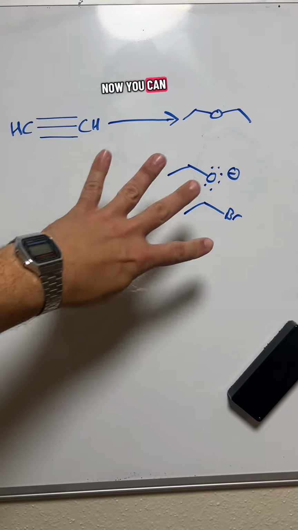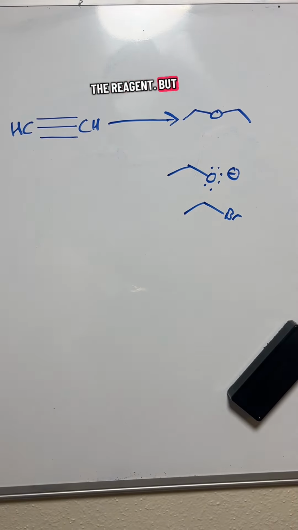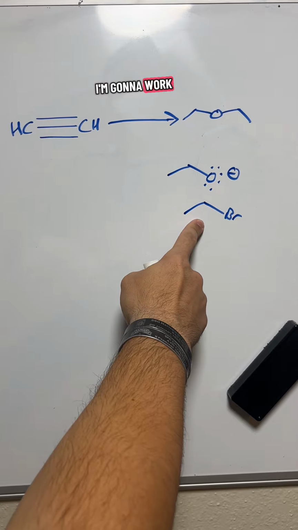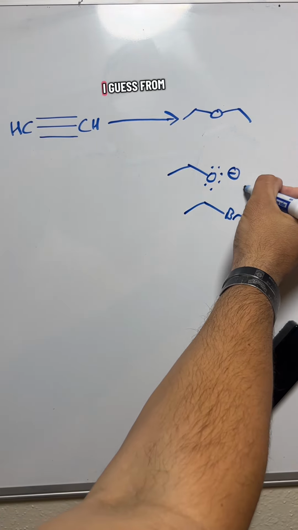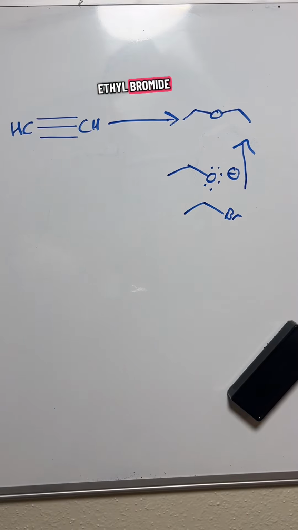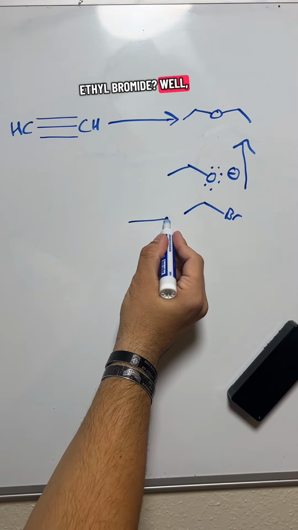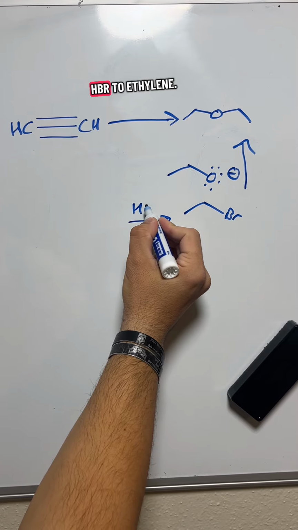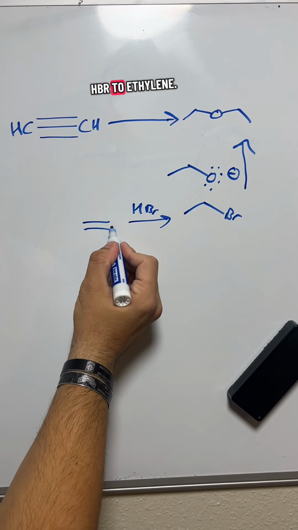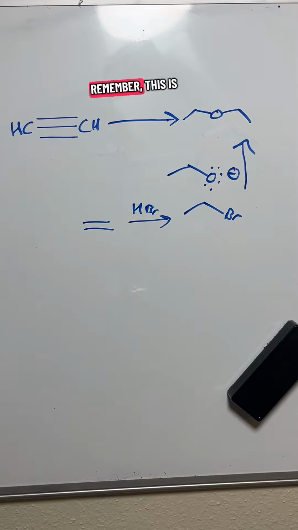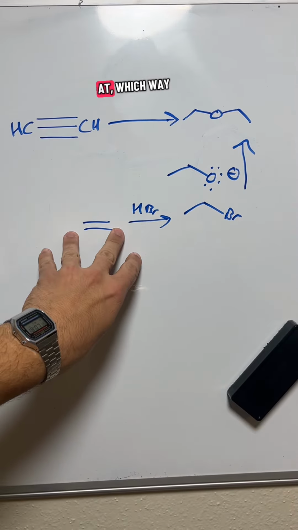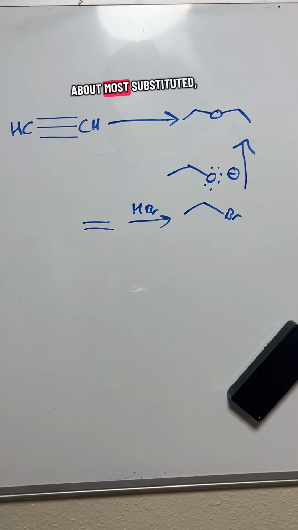Now, you could make either one and then make the other one the reagent, but for the purposes of this, I'm going to work backwards from ethyl bromide, and say I then reacted it with ethoxide. So how do I make my ethyl bromide? Well, HBr added to ethylene. Remember, this is going to add, and it doesn't matter which way it adds, so we don't have to worry about most substituted, least substituted, Markovnikov, anti-Markovnikov, because it's a symmetric molecule.